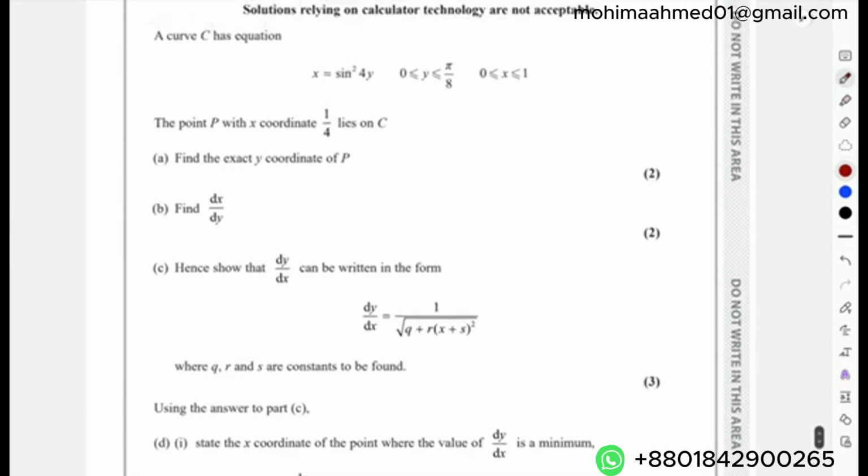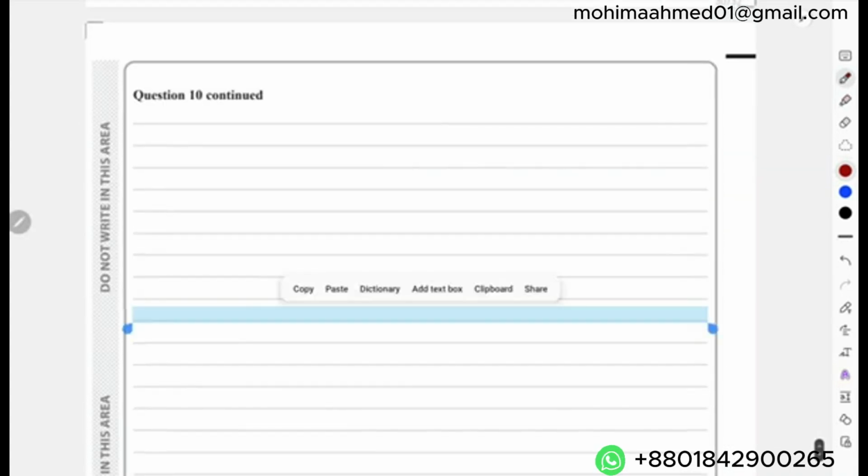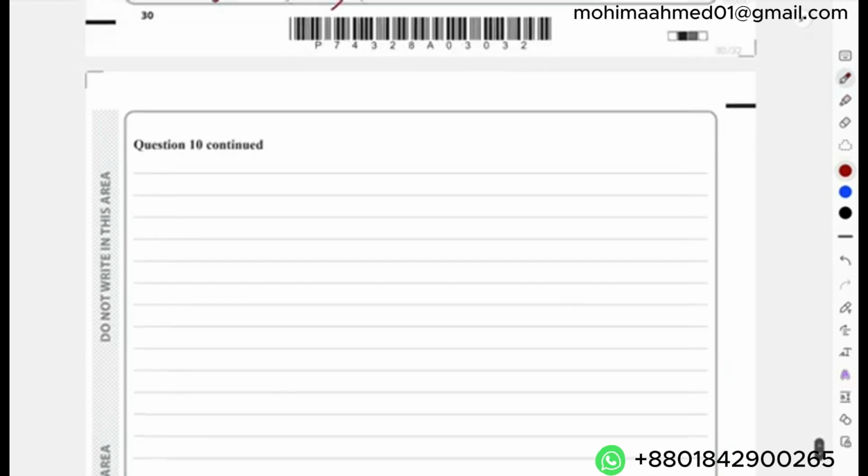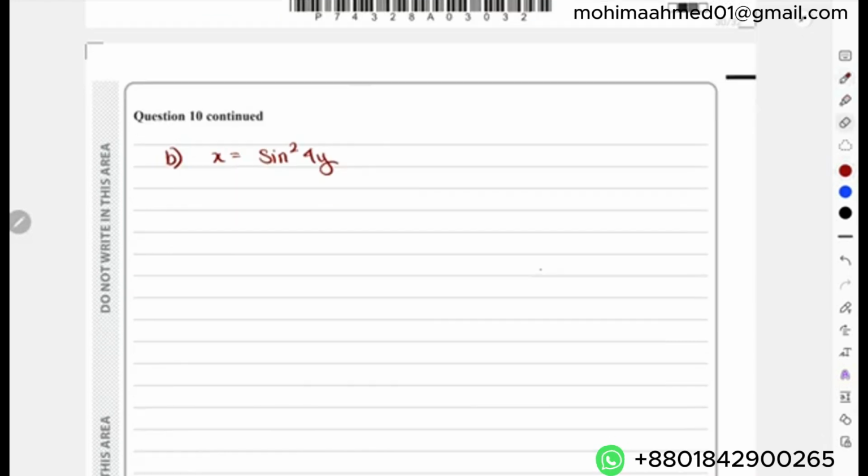So for part B, they wanted to find out dx/dy. Okay, so for dx/dy, we need to differentiate that sin²(4y). So for part B, you have x = sin²(4y). For this question 10b, we're just going to consider this equation as x = (sin 4y) with a whole square, right? In that case, what you get is that you have to apply the chain rule.